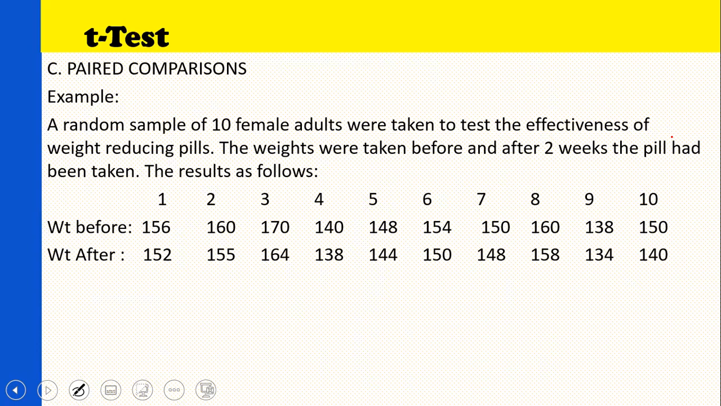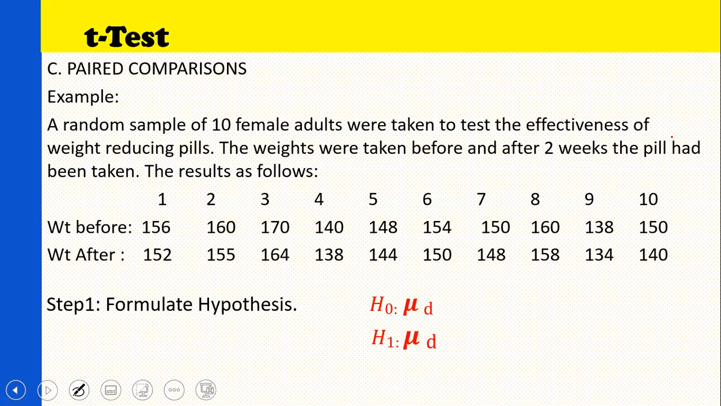So let's have the following hypothesis statement. Our statement will be: the pill is effective. So we're going to represent the mean mu of D is equal to 0. And the second is: the pill is not effective.